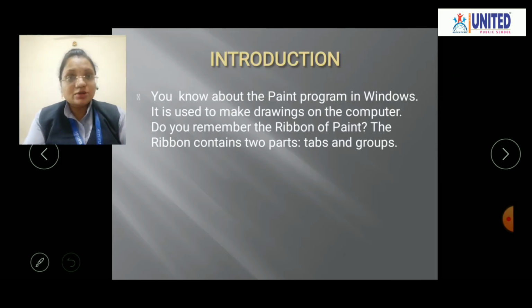You know about the Paint program in Windows. Where is the Paint program present? In Windows. It is used to make drawings on the computer. Do you remember the ribbon in Paint? Yes, the ribbon contains two parts. There is one ribbon present in the Paint program, and that ribbon mainly has two parts, tabs and groups. So let us see about the tabs and the groups.